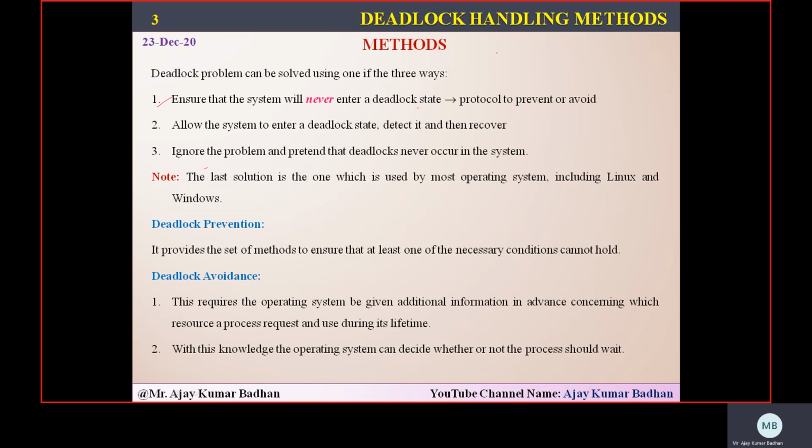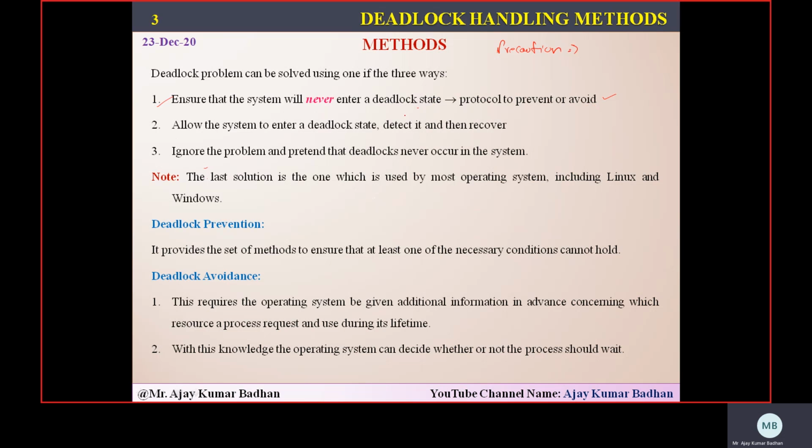This is something like taking a precaution. Like, we know that during winter season a lot of mosquitoes come and there is a possibility of getting malaria, so we take the necessary precautions to overcome that. We are taking some measures using which we try to overcome that particular problem. It means we'll never let that problem enter into our world. That's what he's talking about here: ensuring that the system will never enter into a deadlock state.